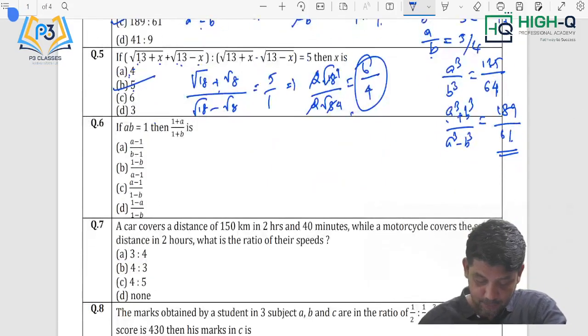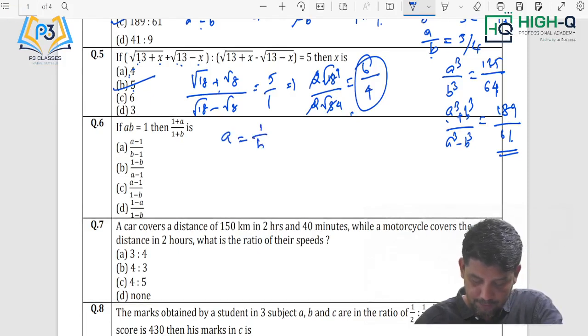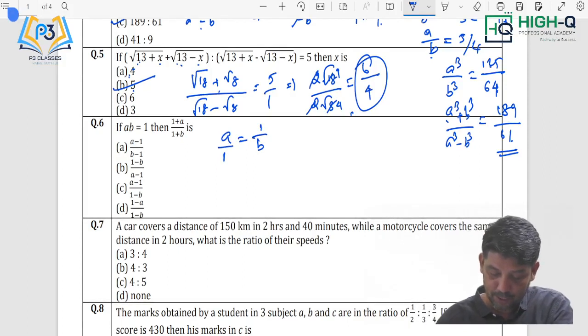Okay, next one. ab is equal to 1. Then (1 plus a) by (1 plus b) is equal to what? Such a simple sum, my dear. Can we say, my dear, a is equal to 1 by b? Is that right? So I can write it as a by 1 is equal to 1 by b. Can we make it or not, my dear? Yes, this way we can make it.